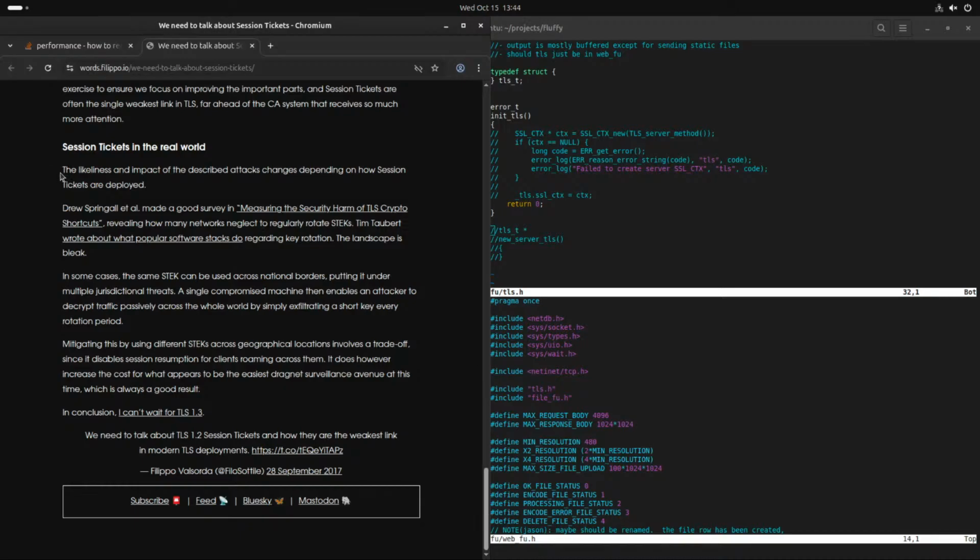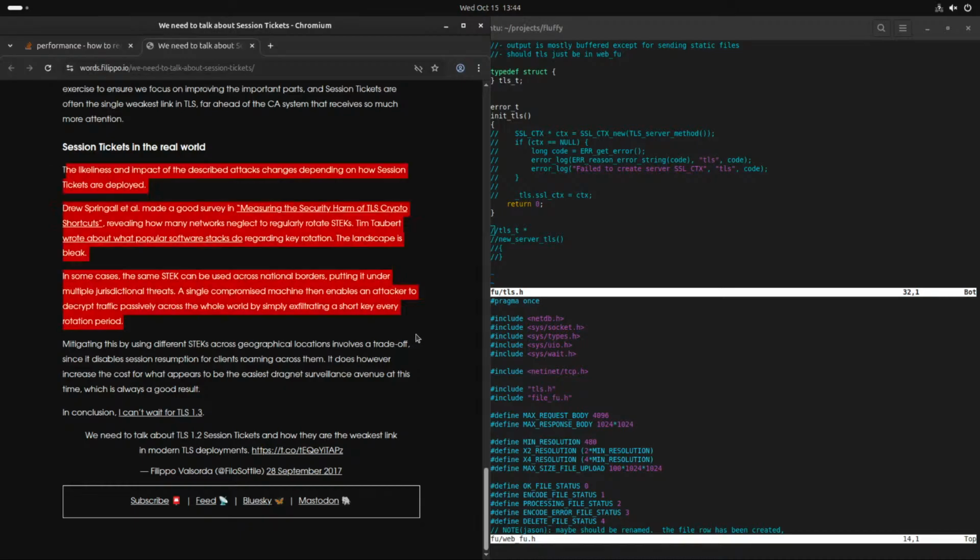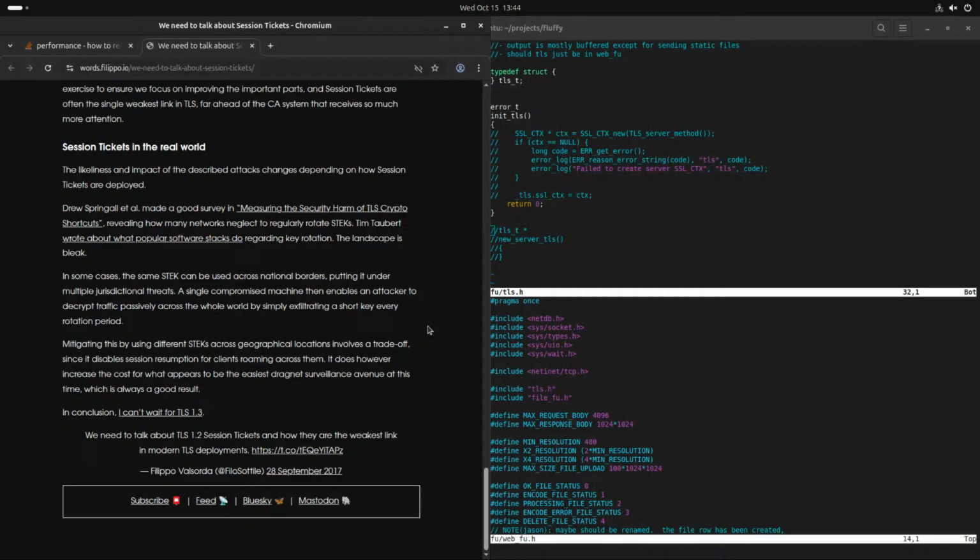Okay, this was what I was looking for. I want to know, well, I don't need to really care about this whole session ticket thing, and I should mainly be just turning it off and not caring, I think, until it's a visible problem.